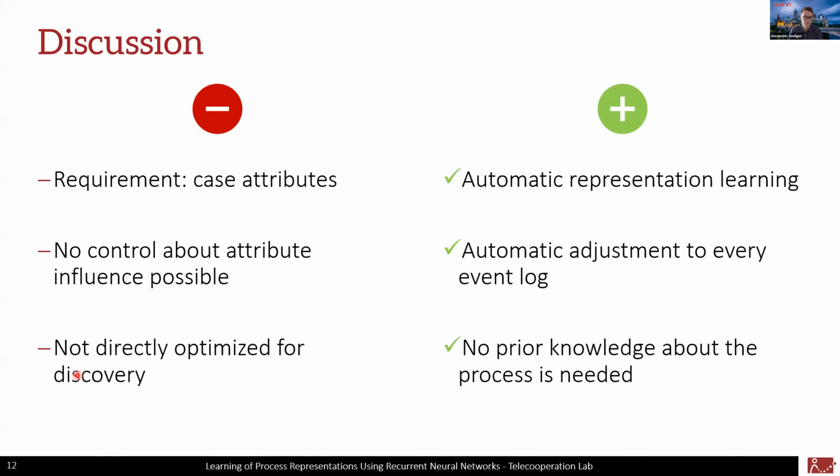And as I showed you in the evaluation, it's not directly optimized for discovery, but it still learns some kind of representation there as well. So the pro is, of course, you can just throw in an event log and it will provide you with very high quality case representations, I would say. It adapts to all the event logs. So if you have multiple attributes, it will consider those as well. And if it's a first look into an event log you just got and you want to have some insights about it and want to apply some process mining methods that use case representation, it may be a good choice to start with our approach here.